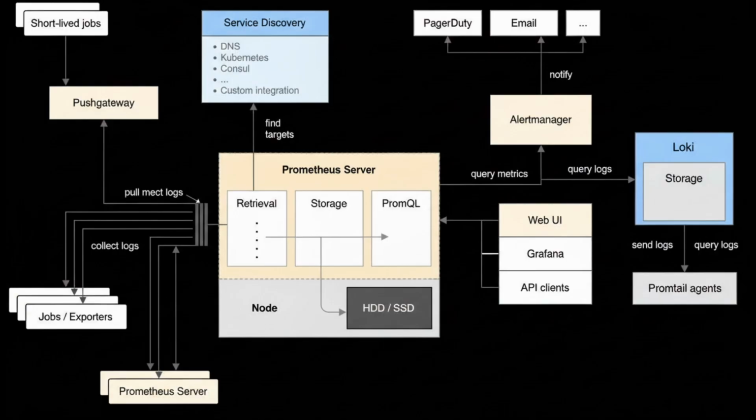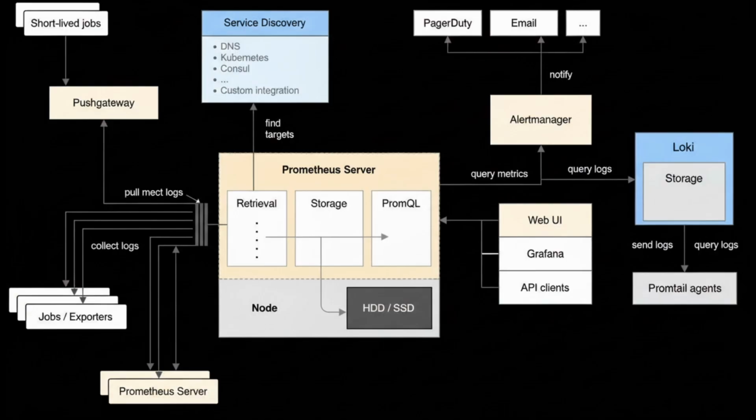Loki collects, stores, and indexes logs sent by Promtail agents, making them searchable and correlatable with metrics in Grafana. Promtail agents run on each node to collect logs and metadata, forwarding structured log streams to Loki for centralized storage.